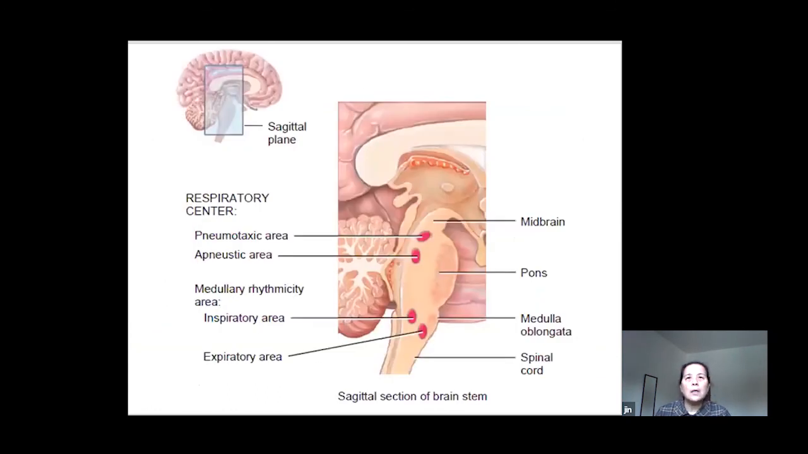So that's the location of our respiration control center. Inhale and exhale have different control centers, but they are pretty close. That's the medulla part. Below it is our spinal cord. And that's the pons part. In the pons we still have a control center there. So that's generally our respiration control.